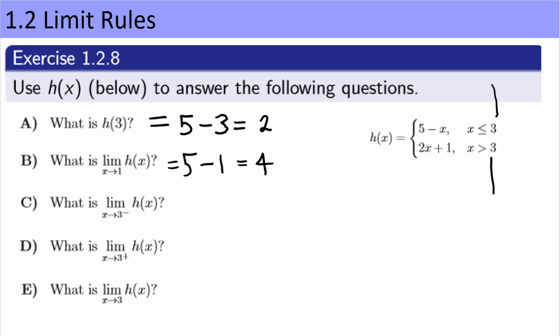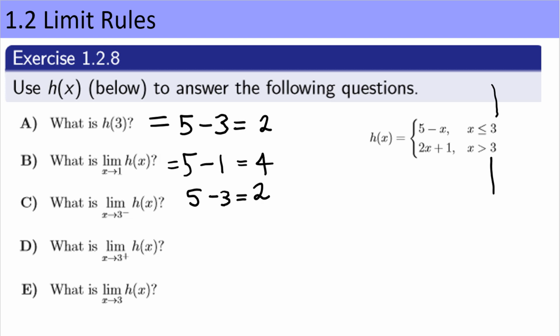Now it gets a little bit tricky. C, what is the limit as x approaches 3 from the left of h of x? From the left means less than, and so we approach from less than. We are concerned with just the first piece, and remember, the limit has really nothing to do with what happens at that point, but what happens as we approach that point. Less than, or from the left of 3 means we use the first piece, so we will do 5 minus 3. That looks like the function value of 2.